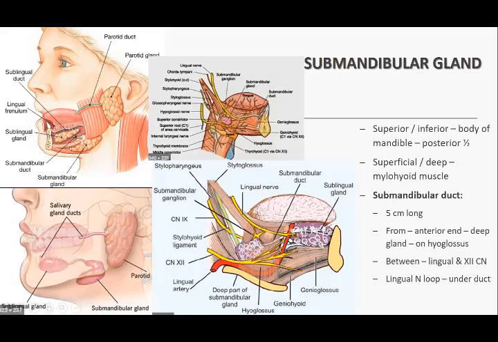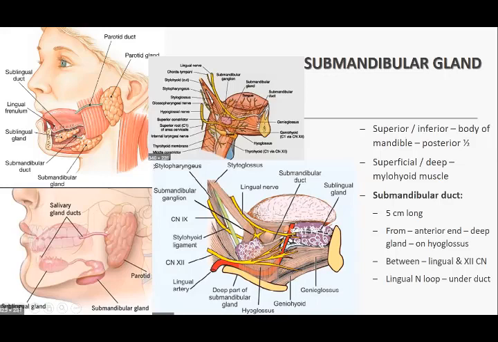So part of the gland is below or superficial to the mylohyoid and part of the gland is above the mylohyoid. So this is the deep part of the gland which is above the mylohyoid. And please note that the duct of the submandibular gland arises from the deep part. Okay, ये जो duct है ना submandibular gland की, this is around 5 centimeters long, and as I just told you, arises from the deep part of the gland.